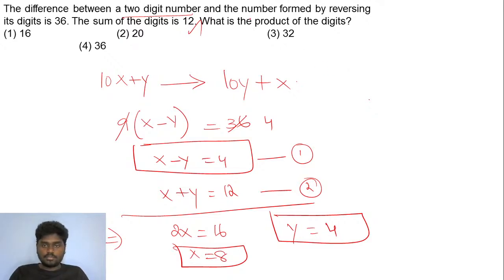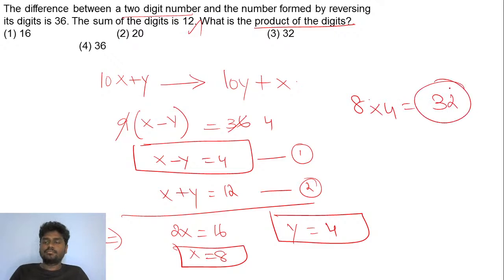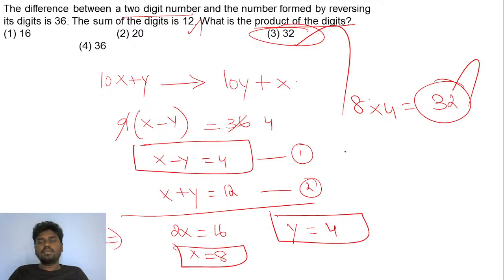They're asking you what is the product of the digits. So the product of the digits is nothing but 8 into 4. You'll be getting it as... The answer is exactly option 3. 32 is actually the product of the digits. Is that clear? We'll quickly go for the next question.